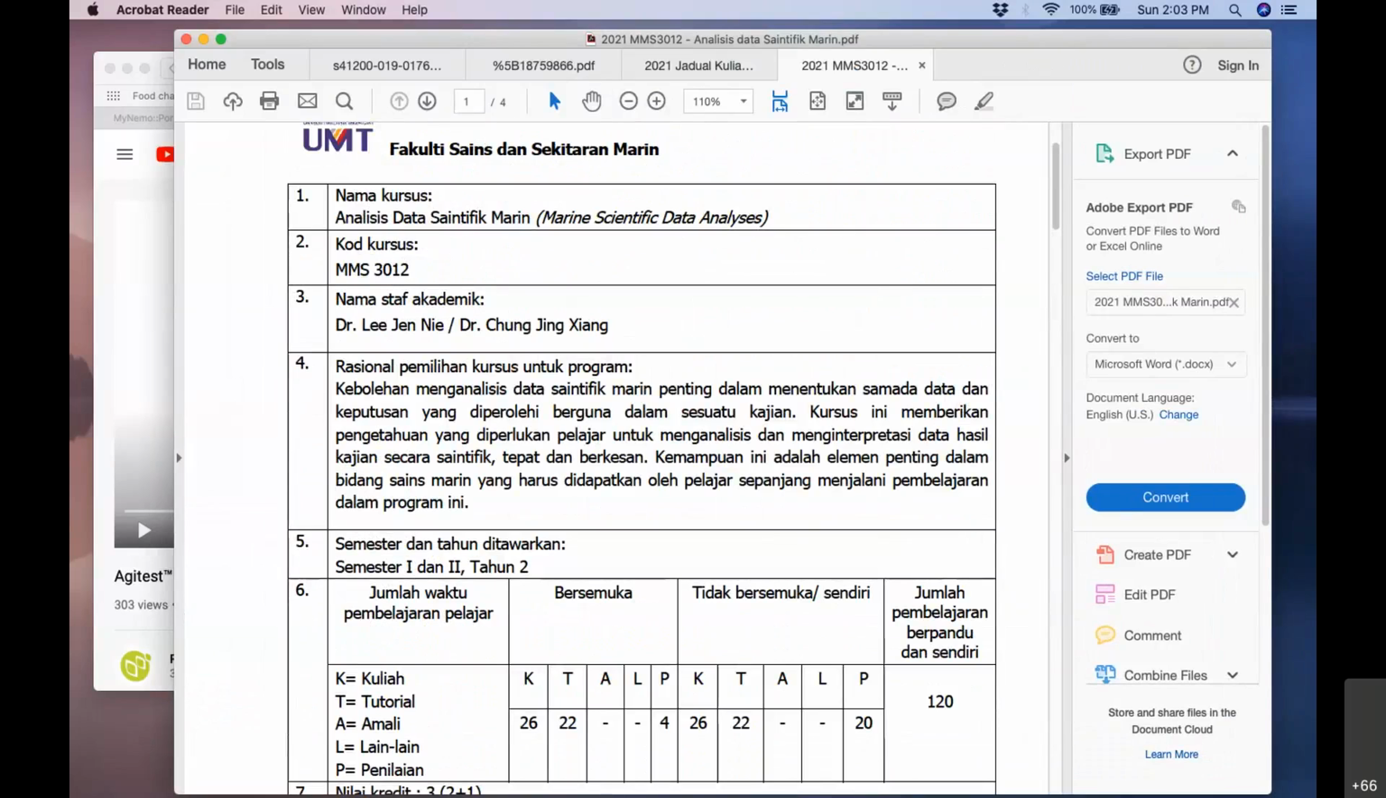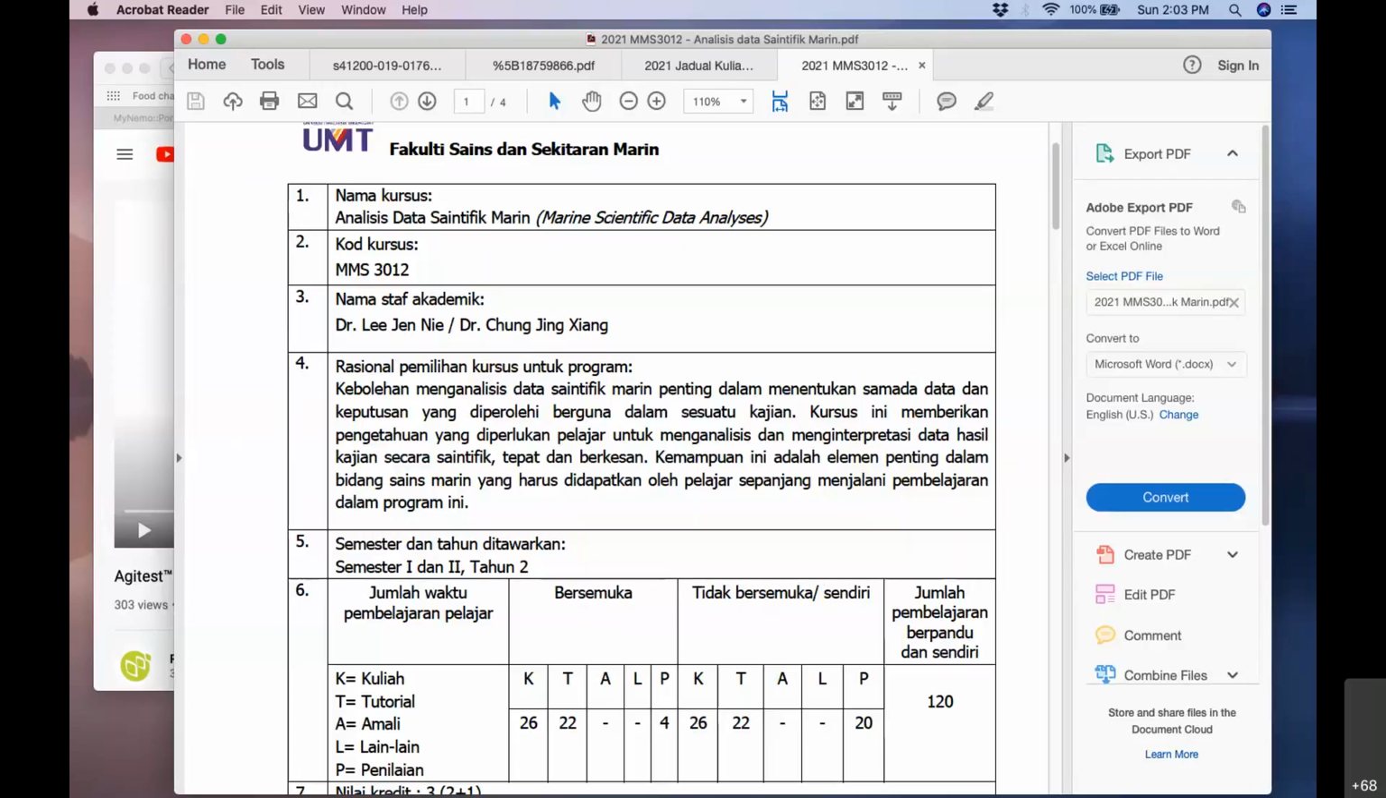So this course is Analysis Data Scientific Marine, MMS 3012. First time being offered for students. So you are the most lucky batch because everybody just started to venture into this data scientific marine. Previously, we sent students to a statistics class, but your batch has no statistics.